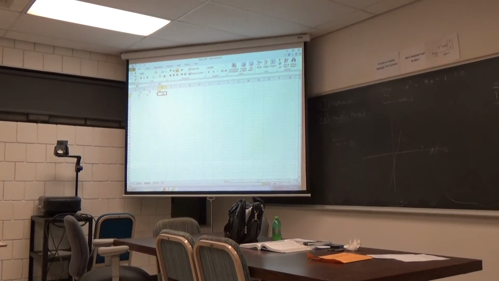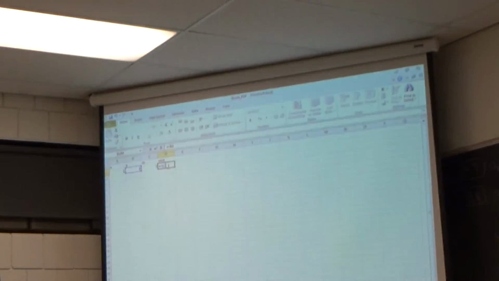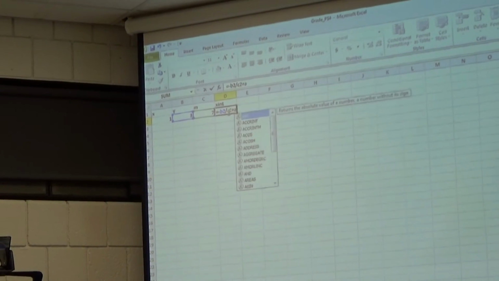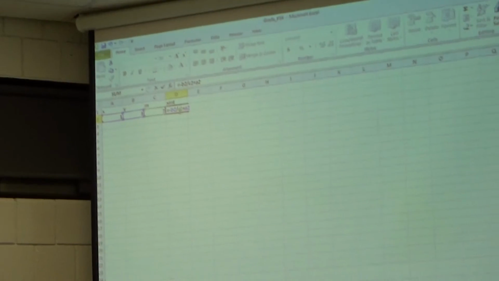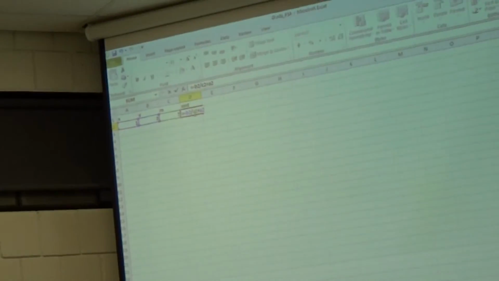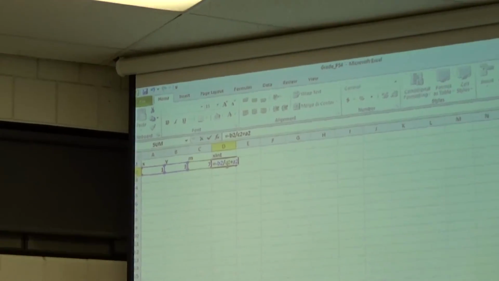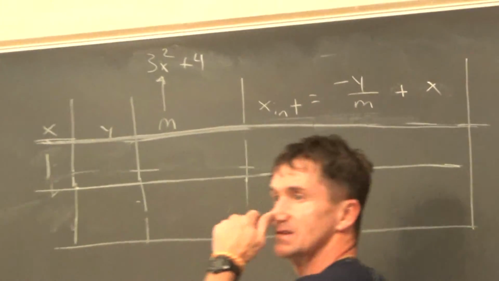So equals negative B2 over C2 plus A2. Someone agree with this? You see that, Jess? Isn't that cool? It'll totally do it: it'll equal negative B2 divided by C2 plus whatever A2 is. And I'll hit enter. That's the only code I have to do.